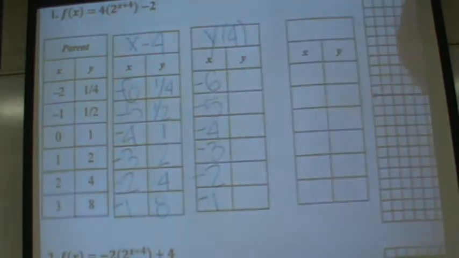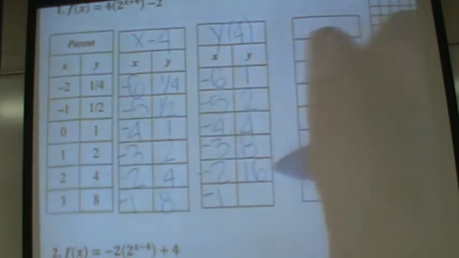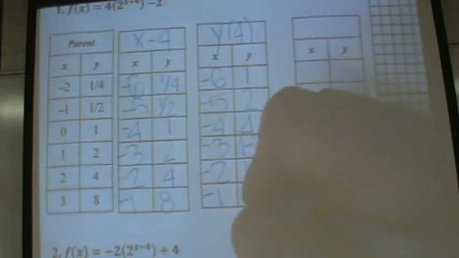We'll help you with that. 1/4 times 4 is 1. 1/2 times 4 is 2. 1 times 4 is 4. 2 times 4 is 8. 4 times 4 is 16, and 32.